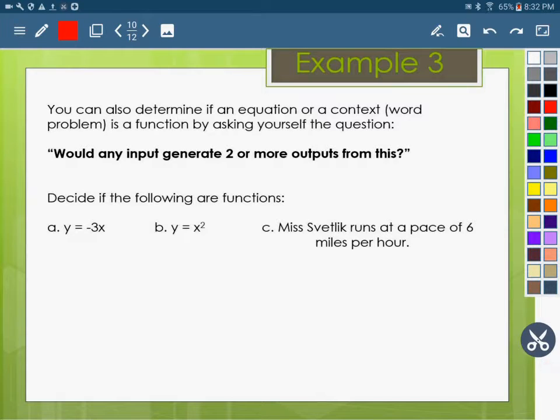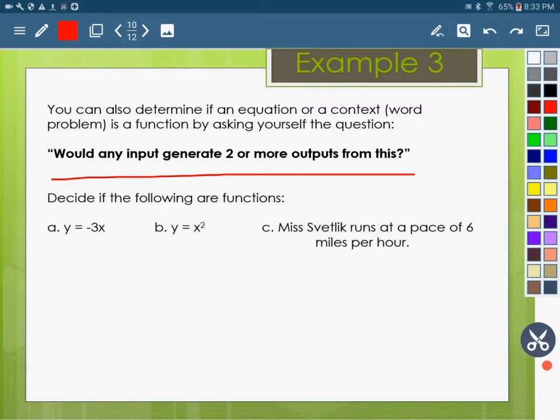All right, so I got one last example for us to be able to define what a function is. We still have yet to tackle if we're able to figure out if something is a function from an equation or a context, or that of a word problem. So let's keep in mind we can always ask ourselves the question, would any input generate two or more outputs? Because again, our definition: for every input, there's only one output.